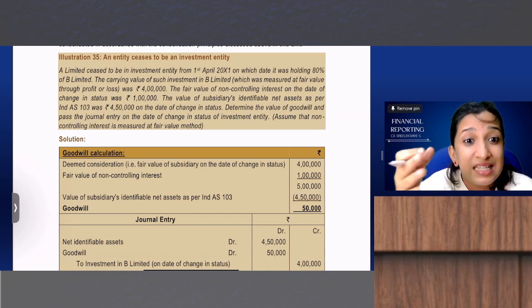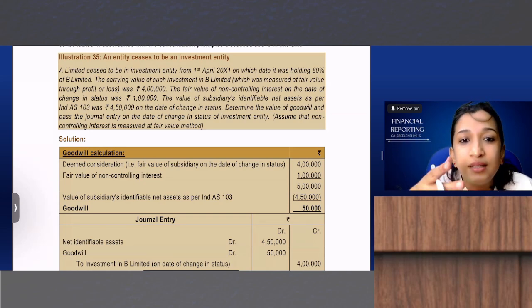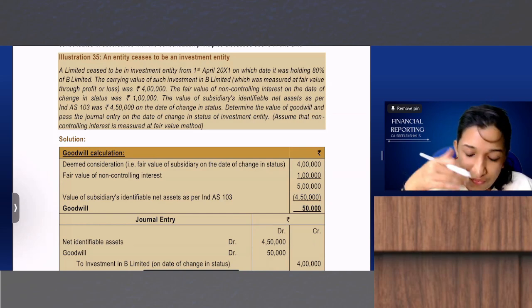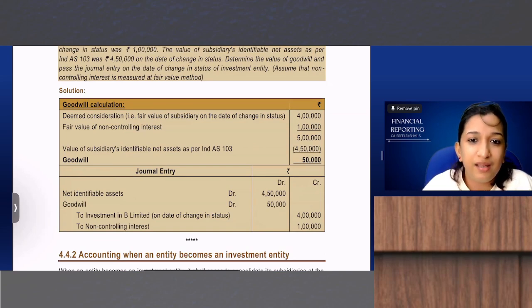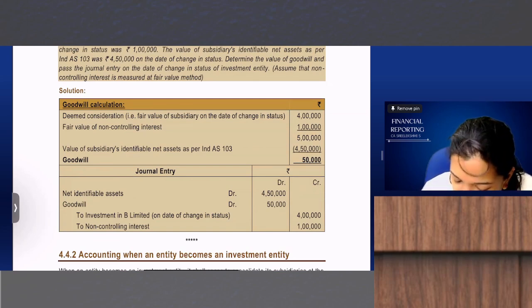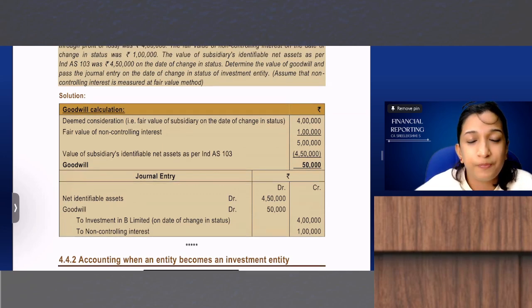Now NCI fair value is given 1 lakh. Net identifiable assets is 4 lakh 50,000. So we'll take deemed PC 4 lakhs, fair value of NCI 1 lakh, so total 5 lakhs. Net identifiable assets 4 lakh 50, resulting in a goodwill of 50,000.